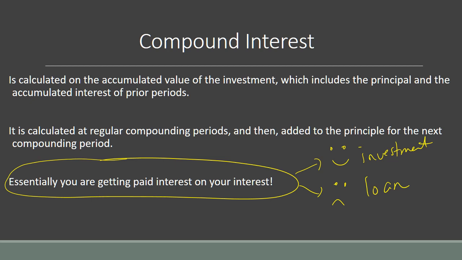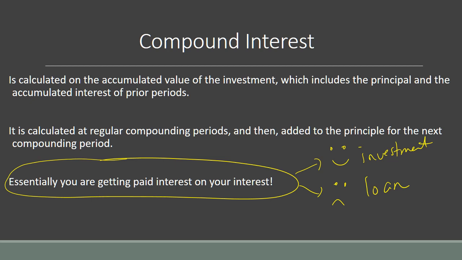So let's backtrack. Let's go back to the last lesson, simple interest. With simple interest, you just get paid interest on your original value of your investment or of your loan. So you get paid that interest every year, the exact same amount, and that original value of your investment or loan is the only thing that earns interest.